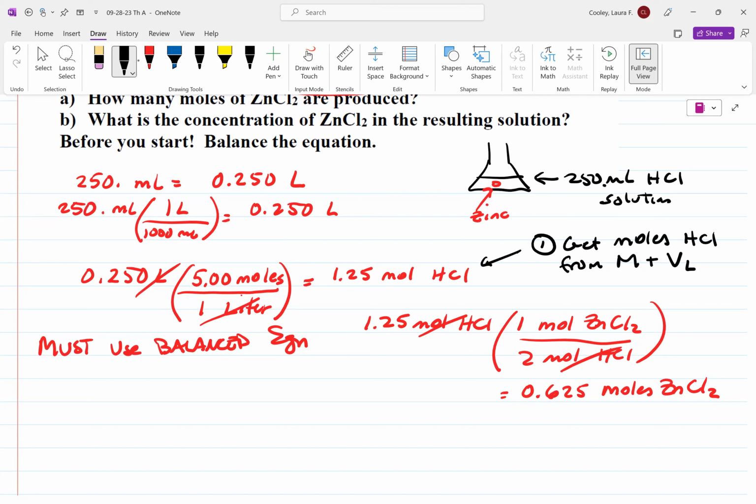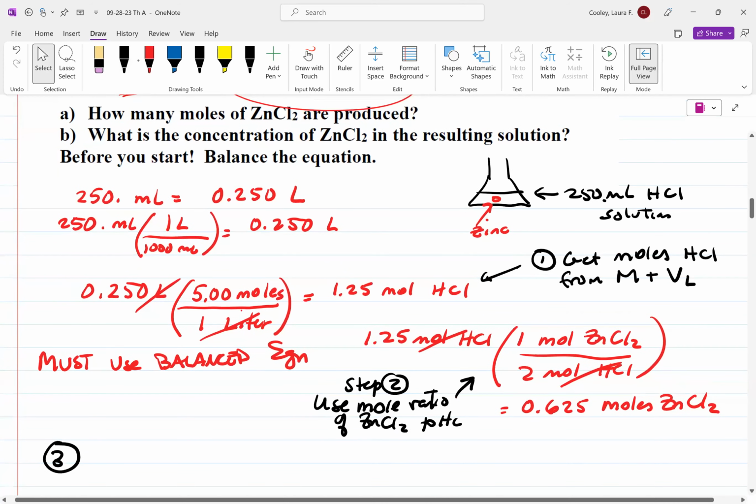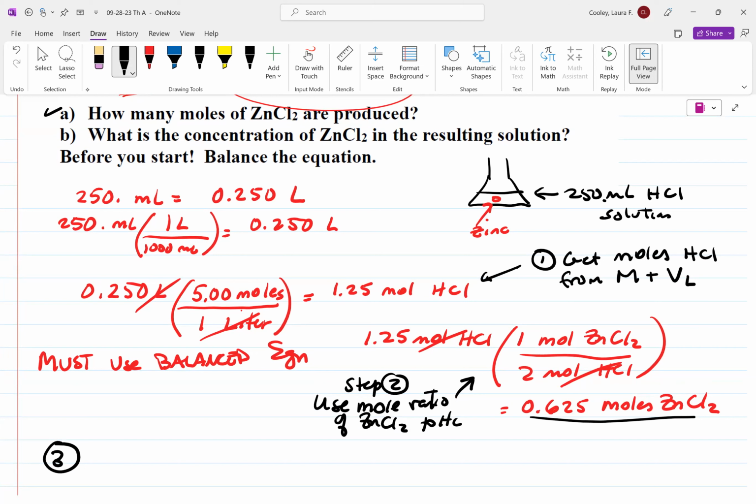Now the second step is to use the mole ratio of zinc chloride, the thing we want to get, to HCl, and I did that here. And now finally, what's the third step going to be? Because what are you asked to do? Okay, we have the moles. That's A, we did A. Now for B, what do I have to do here?